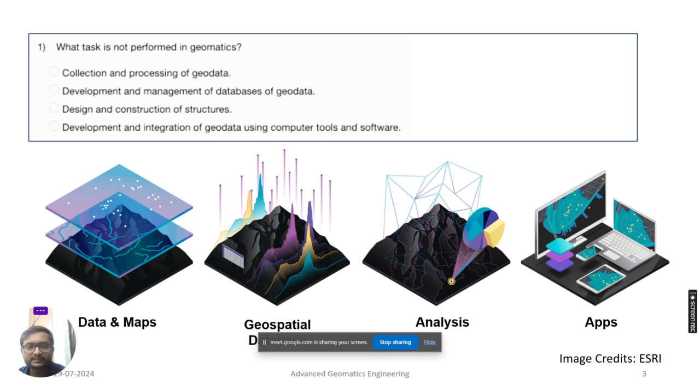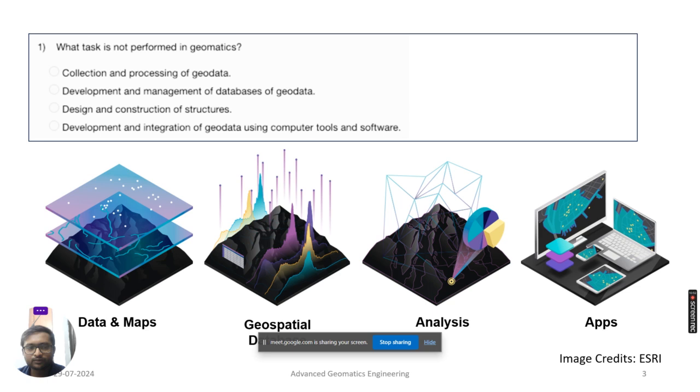Then we have design and construction of structures. Can anyone tell me whether it is included in geomatics or not? No, sir. Okay, why? Because we are talking about the collection of various data and processing of geospatial data, whereas here it is considering design and construction, which goes to the structural engineering part, not geomatics engineering. And that's why that option C is wrong.